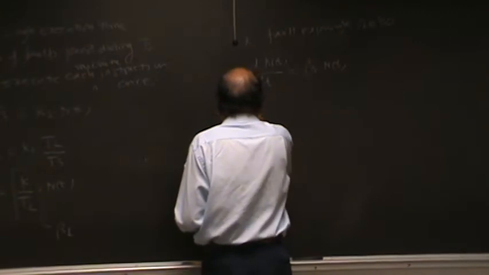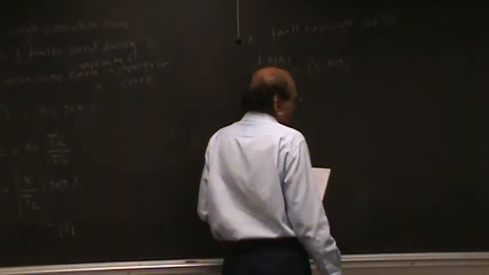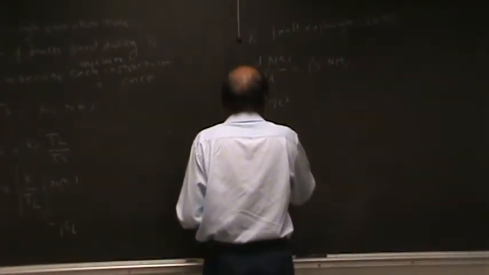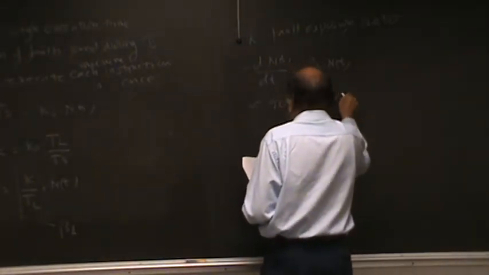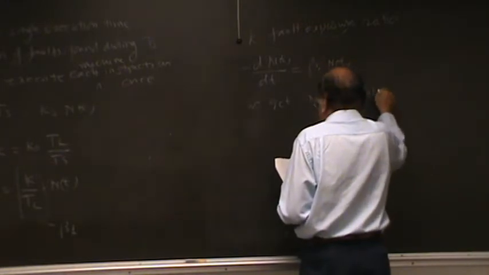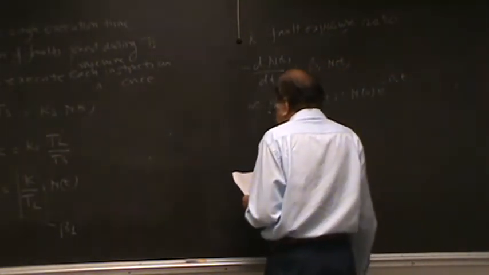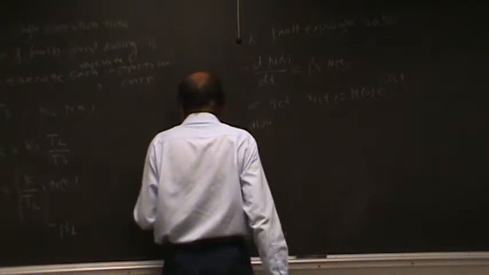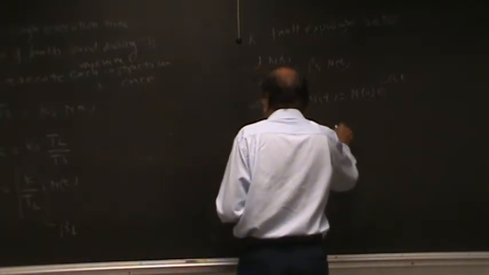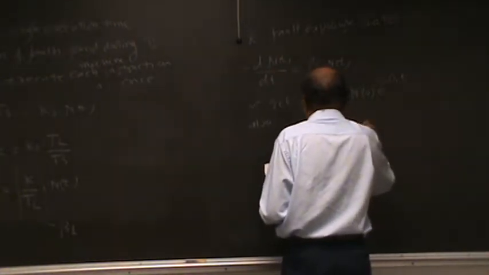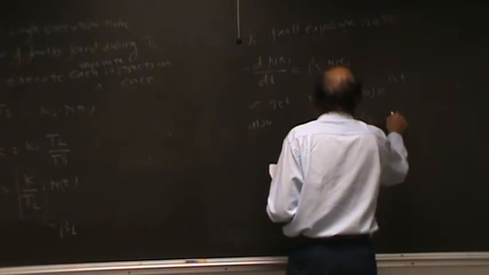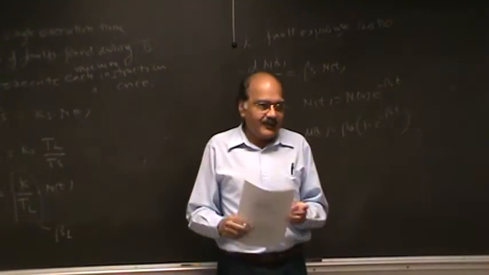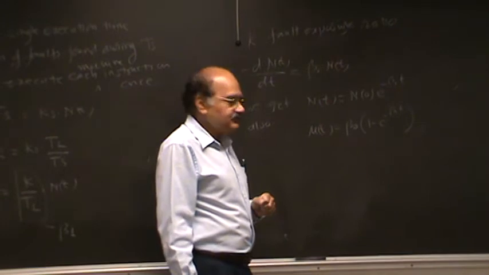So solving this, we get, now this is your well-known type of differential equation. We have come across this type of differential equation before. You get n(t) is equal to n0 e raised to minus beta 1 t. And we can also get an equivalent expression, mu(t) is equal to beta 0 times 1 minus e raised to minus beta 1 t, where beta 0 is a constant. You can easily figure out what the meaning of beta 0 is.